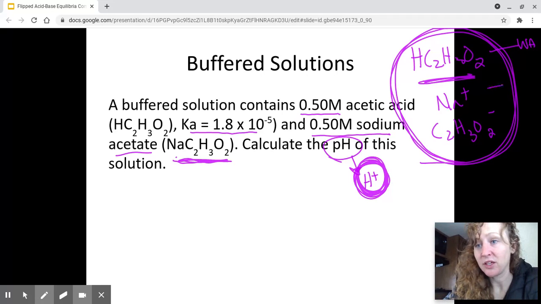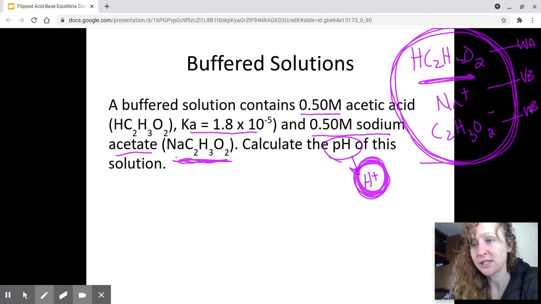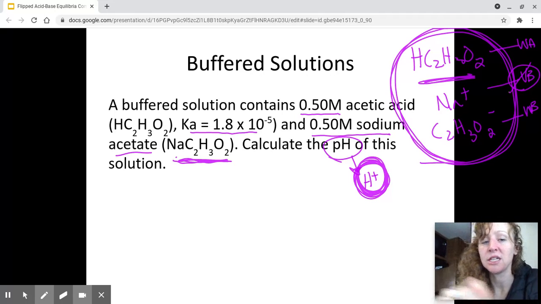I have a useless base, and then I have a weak base. My useless base isn't going to react with anybody. It's just going to sit there and watch the show happen. So really, my other two things are going to affect my pH. I need to include those in my reaction.